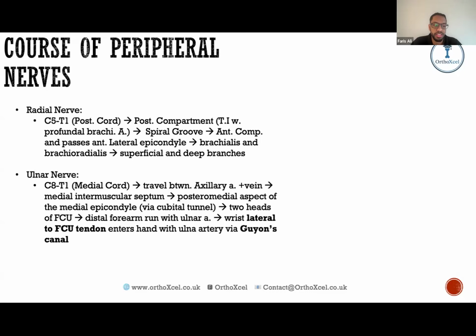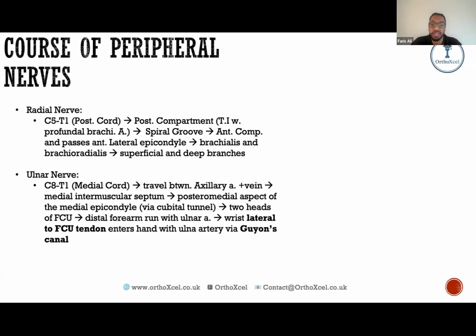Sometimes they can just say, describe the pathway of the radial nerve from the brachial plexus only to the elbow, so then you can just say that. However, they might say, describe the pathway of the radial nerve from the elbow to the hand. So from there, you can say that it has two branches: your superficial radial nerve and the PIN.